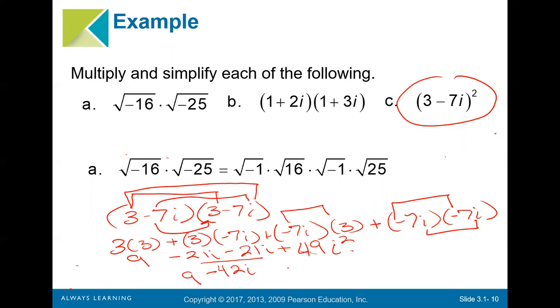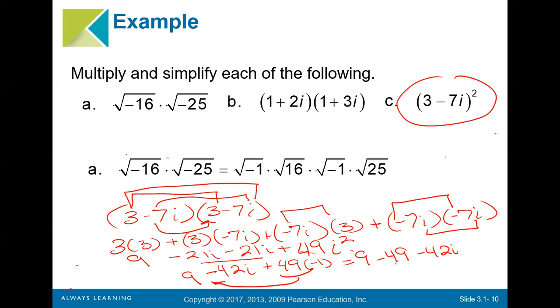Bring down this 9. And then I know that i squared is going to be -1. So now I have 9 minus that 49 minus 42i. So what I did is I just took these two, multiplied together because positive times negative is negative, and moved it up here with the real part.